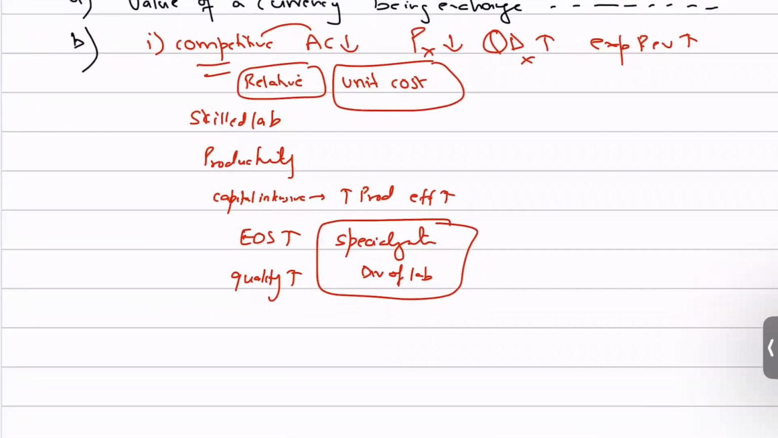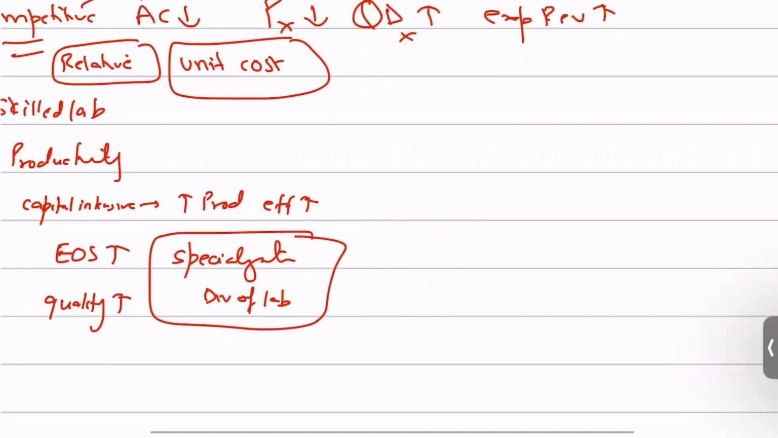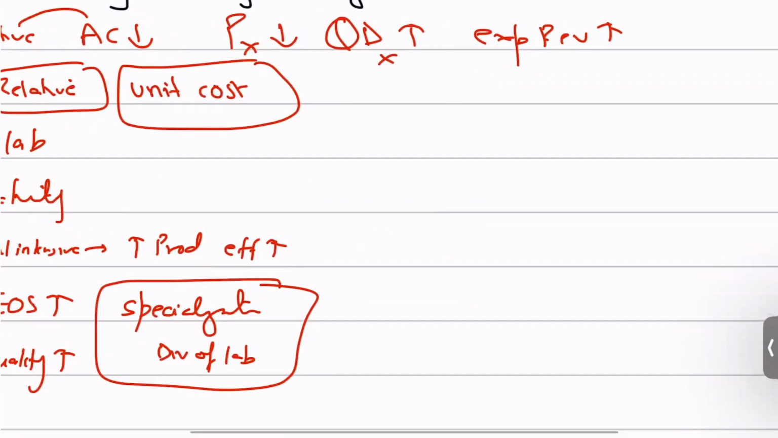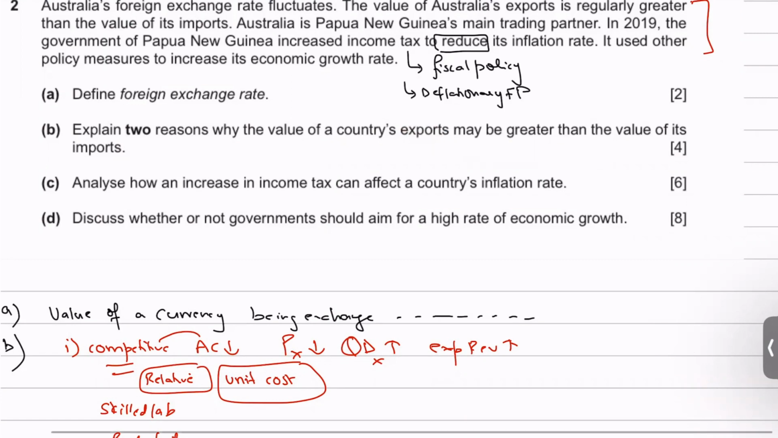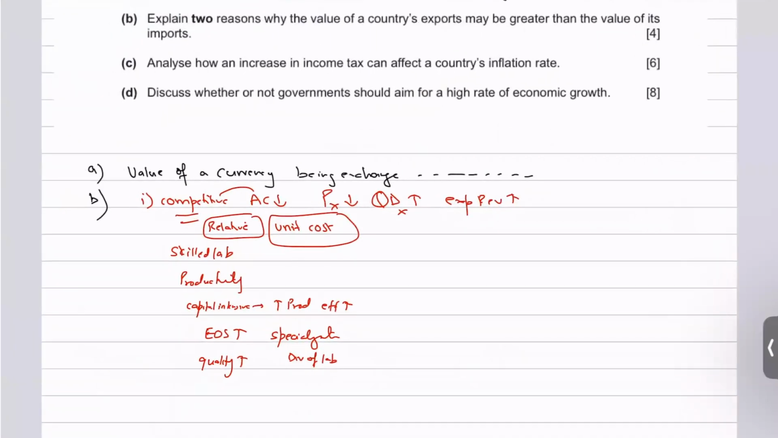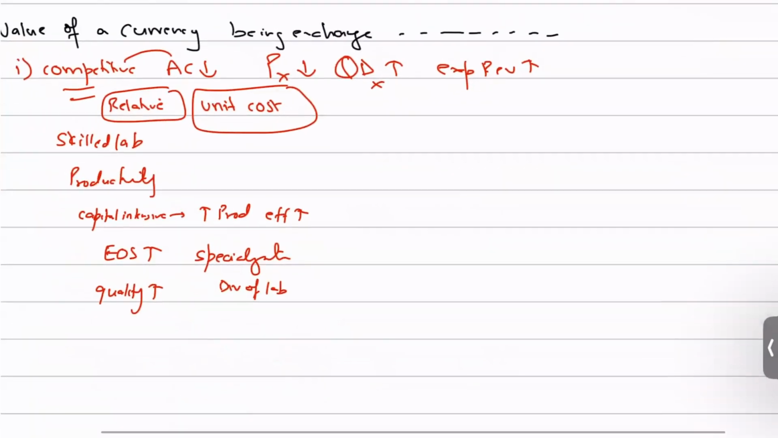Moving forward, you could also talk about the fact that the question is saying why the value of a country's exports may be greater than the value of its imports. So you need to also focus on the fact that exports are not only growing, but they are telling us to compare the exports in comparison with imports. So for that, yes, you say that the exports are going up for this and this and this reason that you have mentioned over here.